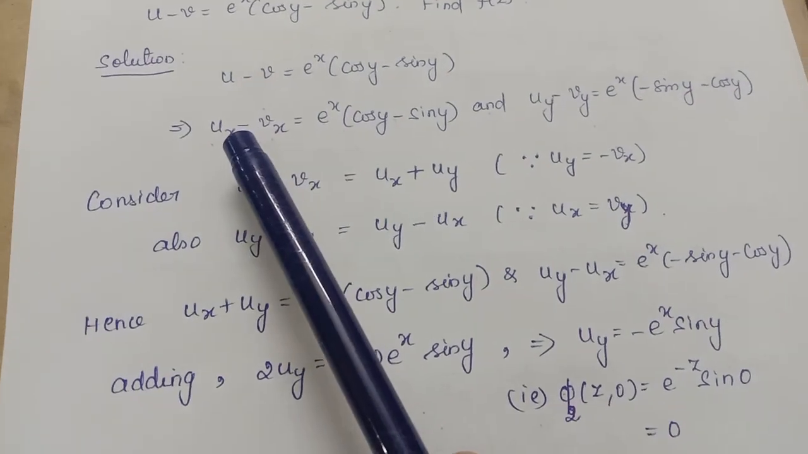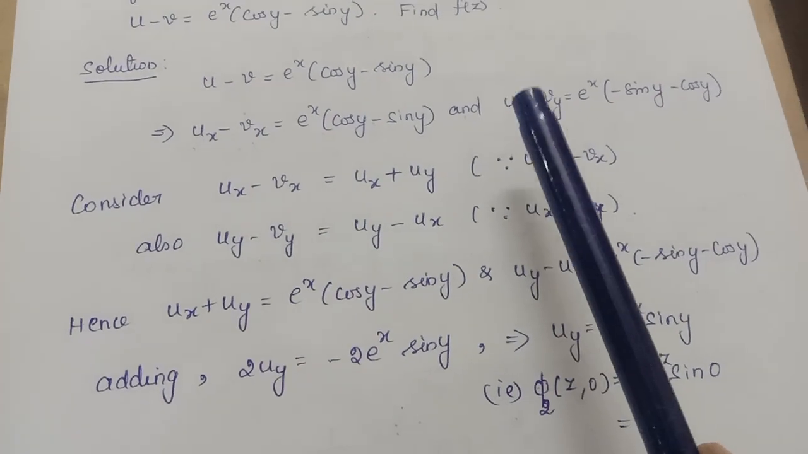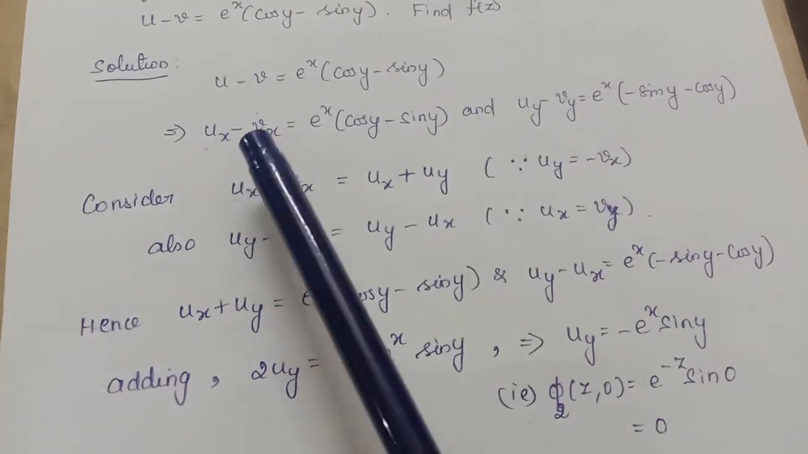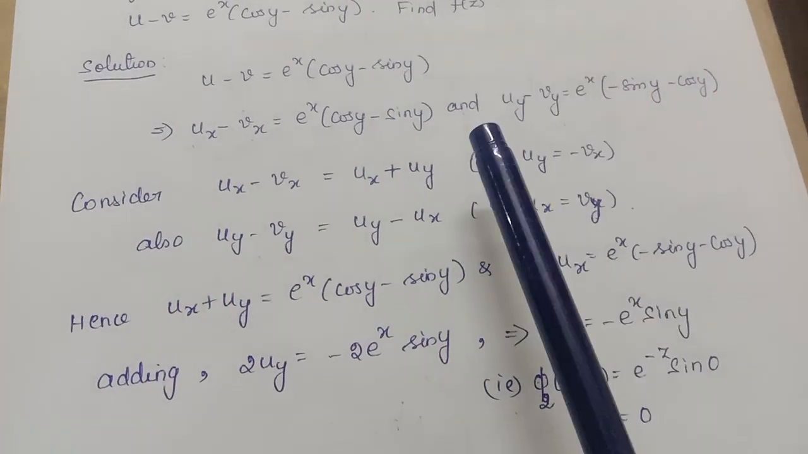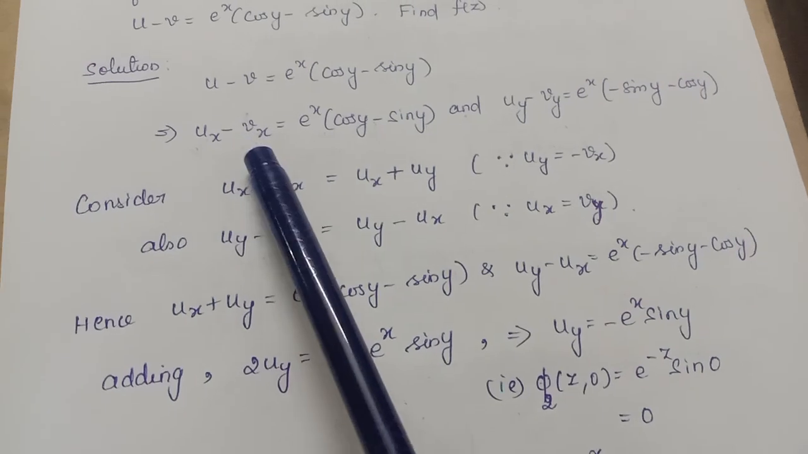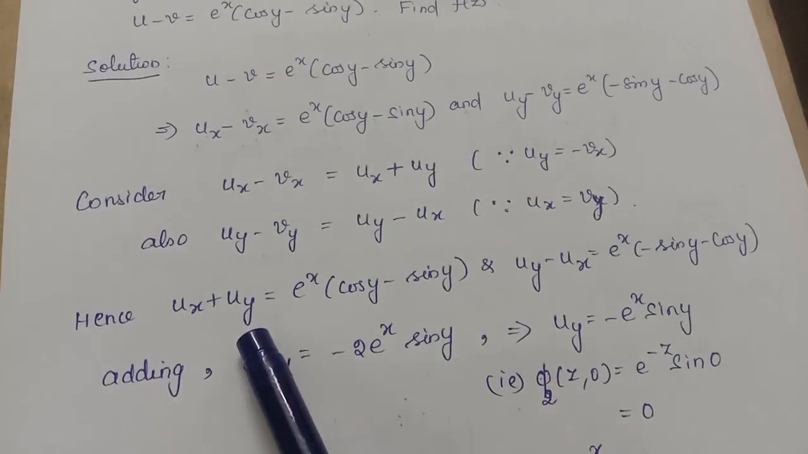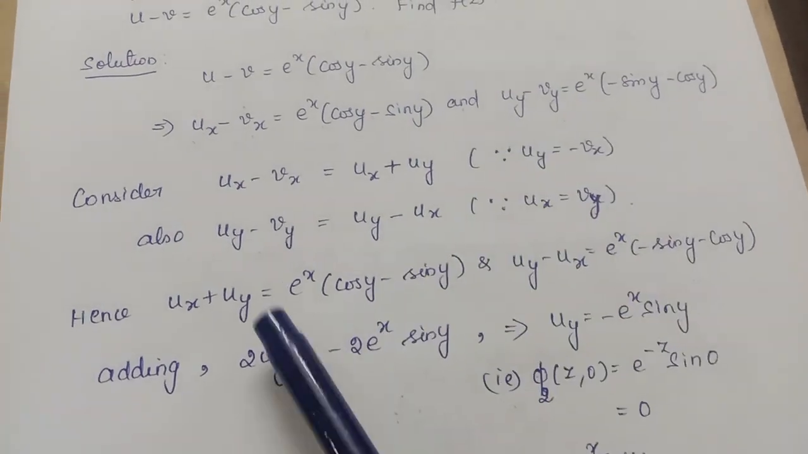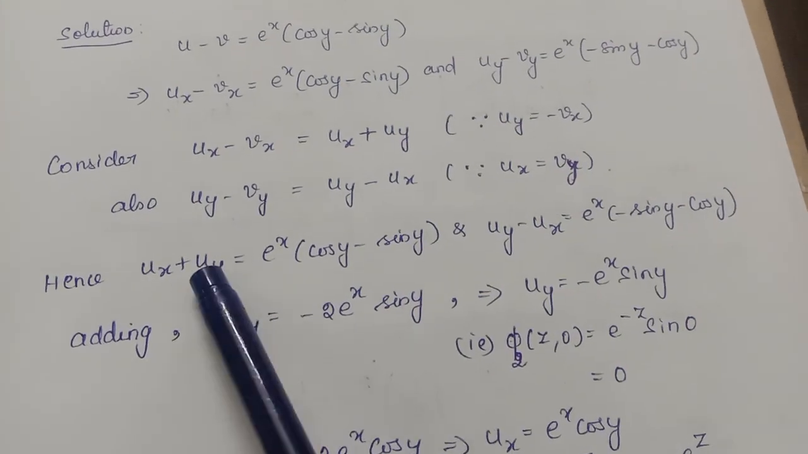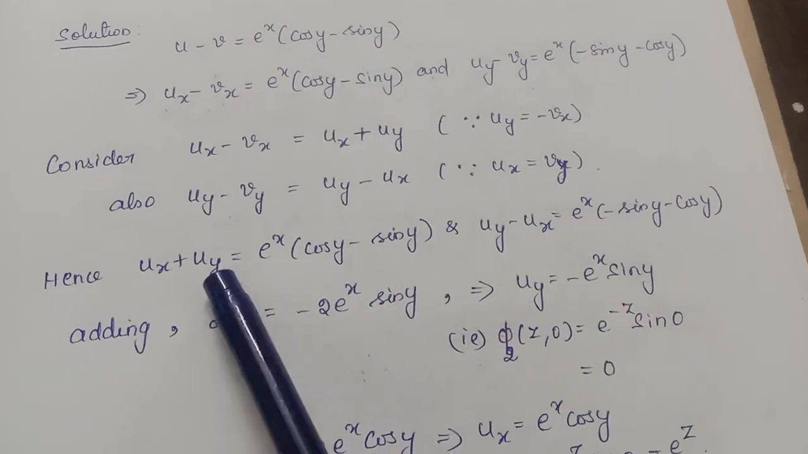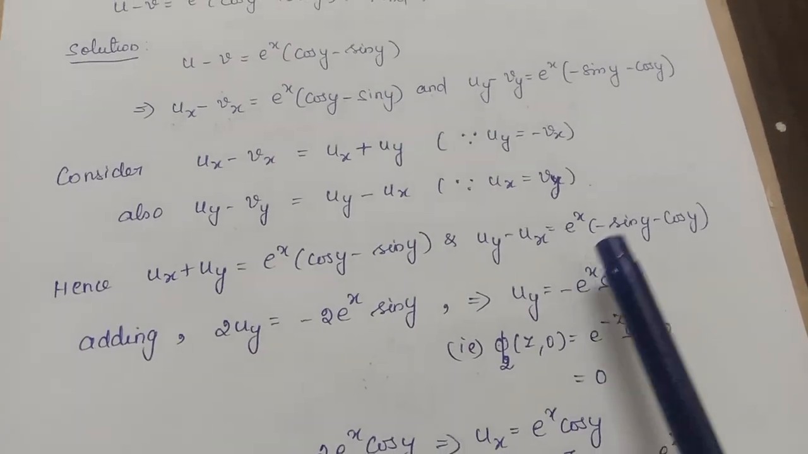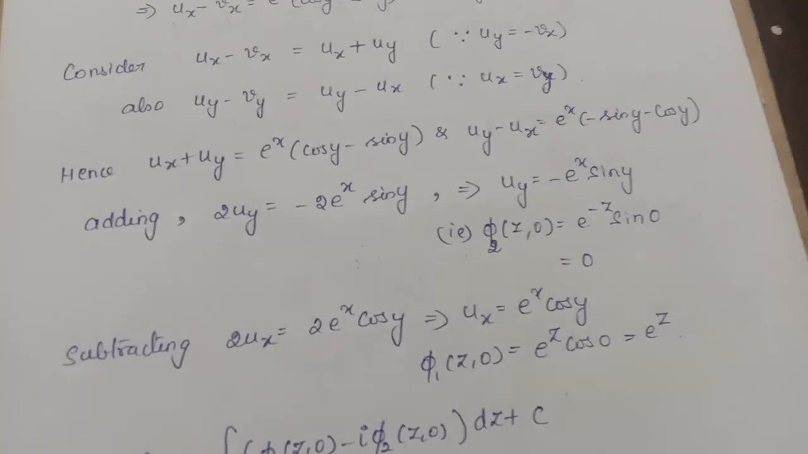Differentiate the given expression with respect to x and y. Keep it in your mind: I need only ux and uy. I want to remove this vx and vy. For that I am making use of the CR equation. So minus vx is replaced by uy and vy is replaced by ux. Then I have written the expression. Now you add these two expressions, you will get uy, and if you subtract these two expressions, you will get ux. That is how I proceeded.